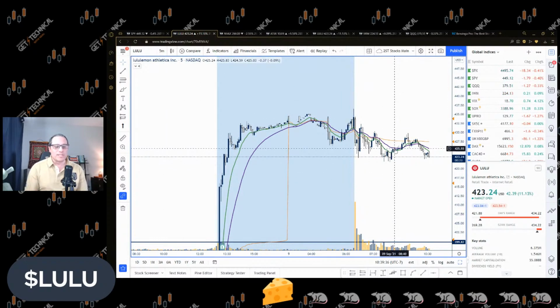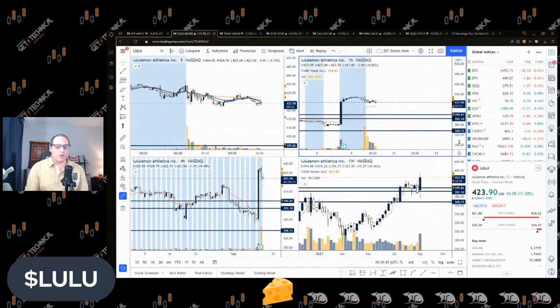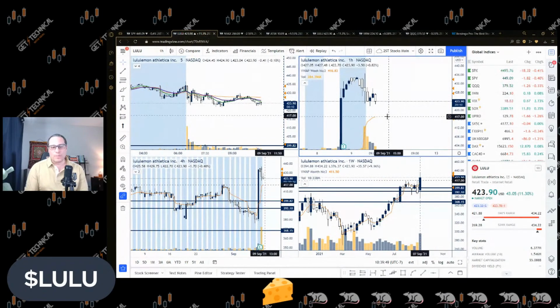I tried to long the puts. I got stopped out. I'm going to wait for a rebounce, and then I'm going to long the puts again. I'd like this to pull back into VWAP. I think this is going to roll over. Where do I think it's going to roll over to? I think we're rolling over to about weekly VWAP around 417. So at least another $6.